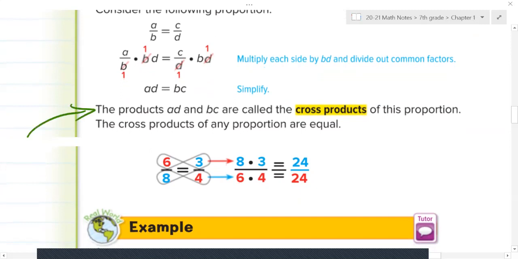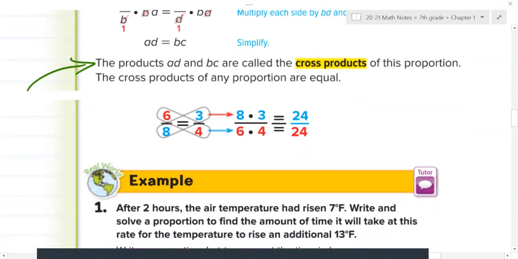So I'm right here. Products of A, D, and B, C are called cross products. It's called a cross because if you look at this right here, it makes a cross of this proportion. Cross products of any proportion are equal. So what happened is we multiplied 6 times 4, which is right here, and 8 times 3, which is right here. And it comes out to be 24 over 24. Because as you know, if you were to simplify 6/8, it's going to be the same thing as 3/4.